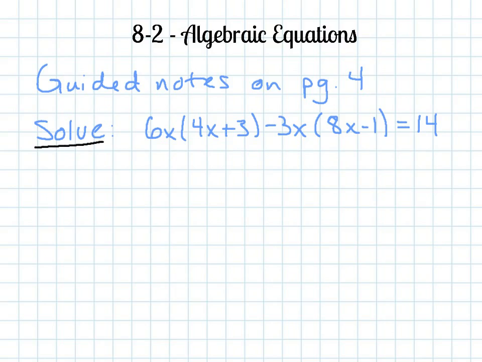So here we want to be able to do the same kind of thing, except now we're going to just add that solving property to this equation. So here I want to be able to distribute the 6x through and the negative 3x through so that I can see what terms are like. So 6x times 4x would give me 24x. 6x times 3 would give me 18x.